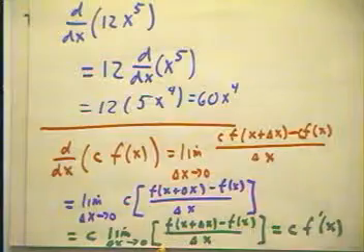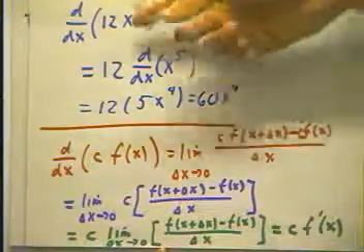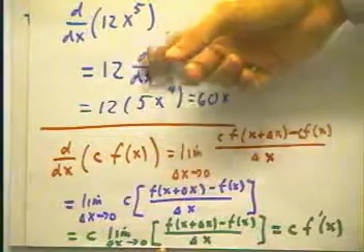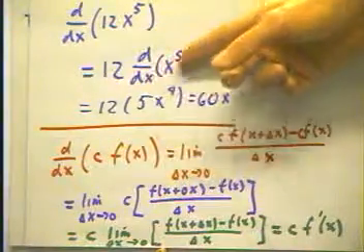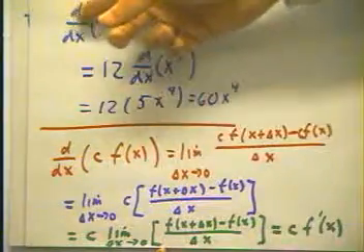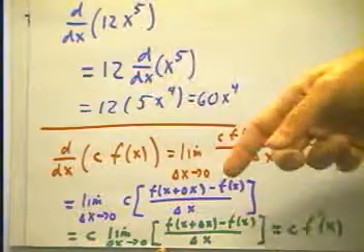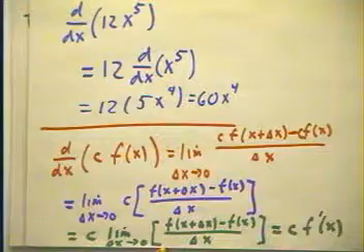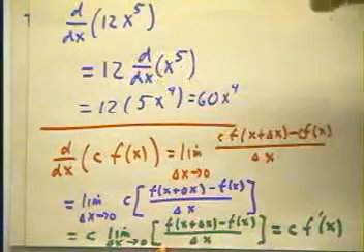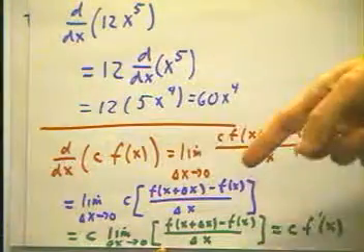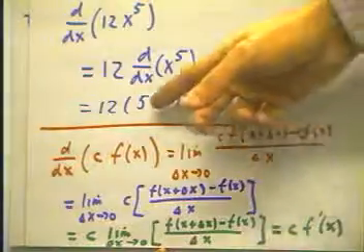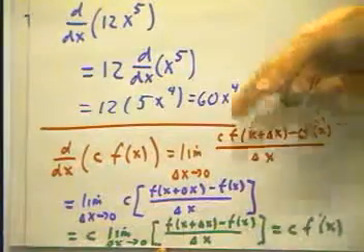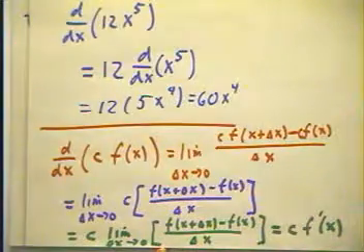Now we express this derivative, or we express this process, by putting the 12 out in front of the dx of x to the fifth. So we say that the derivative with respect to x of 12 times x to the fifth is 12 times the derivative of x to the fifth. And of course the derivative of x to the fifth from the rule for power functions is 5x to the fourth, so we get 12 times 5x to the fourth, which of course gives us 60x to the fourth.